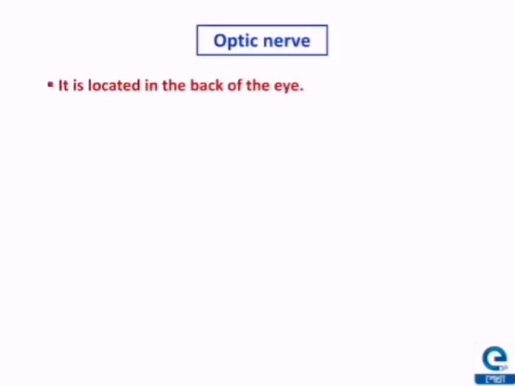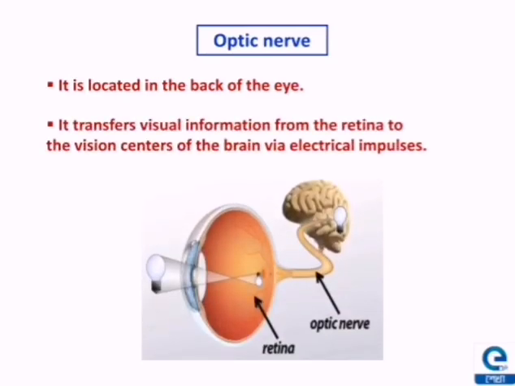Next we will learn about the optic nerves. Optic nerves are located at the back of the eye. They help to transfer the visual information from the rod cells and cone cells of the retina to the vision centers of the brain via electrical impulses.